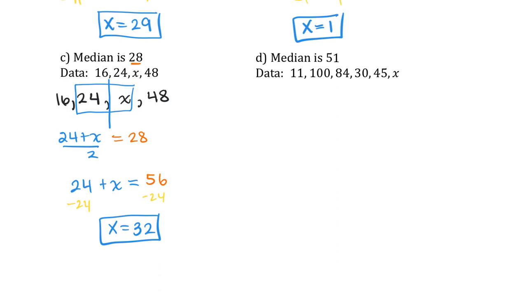Okay, the next one's trickier, but same idea. The median is 51. The median is the middle number. So let me look at this. How many numbers are there? 1, 2, 3, 4, 5, 6 numbers. I'm going to put them in order.